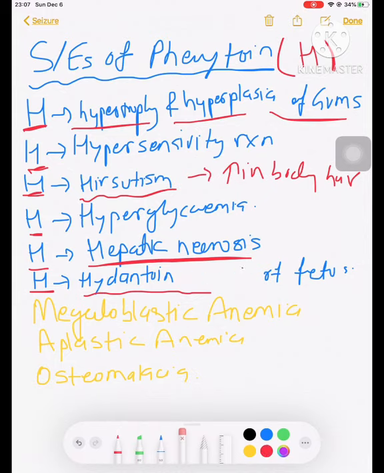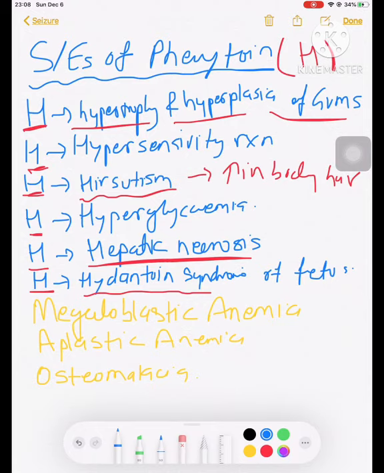Fetal hydantoin syndrome is among the teratogenic effects of this drug. It consists of cleft lip, cleft palate, and digital abnormalities. So obviously phenytoin will be contraindicated in a pregnant lady.